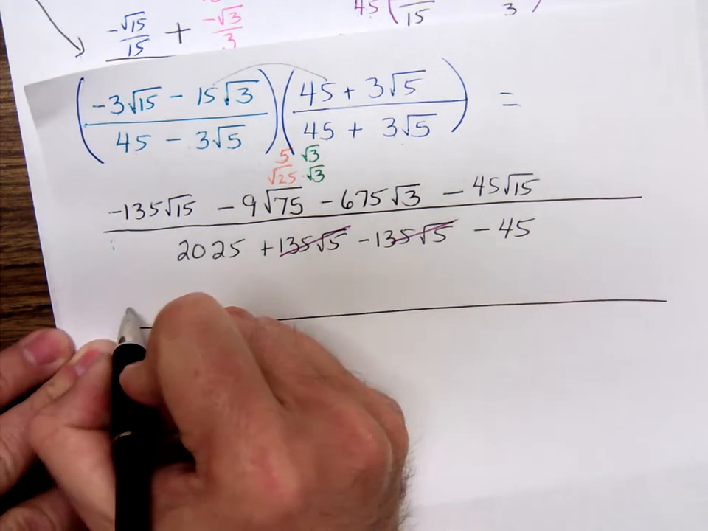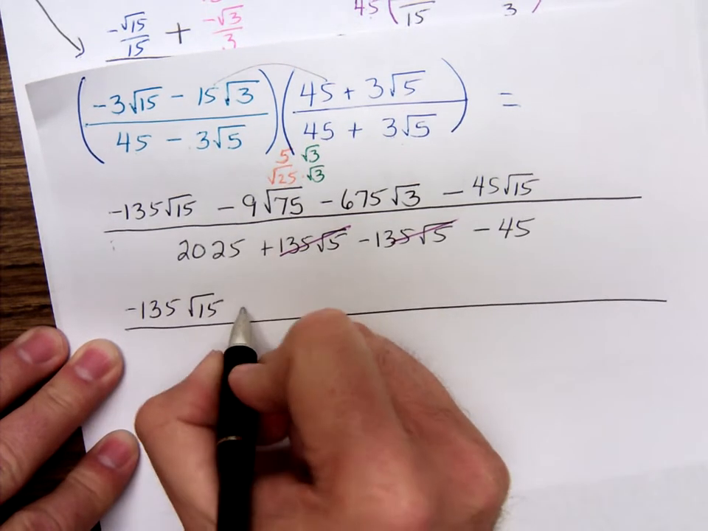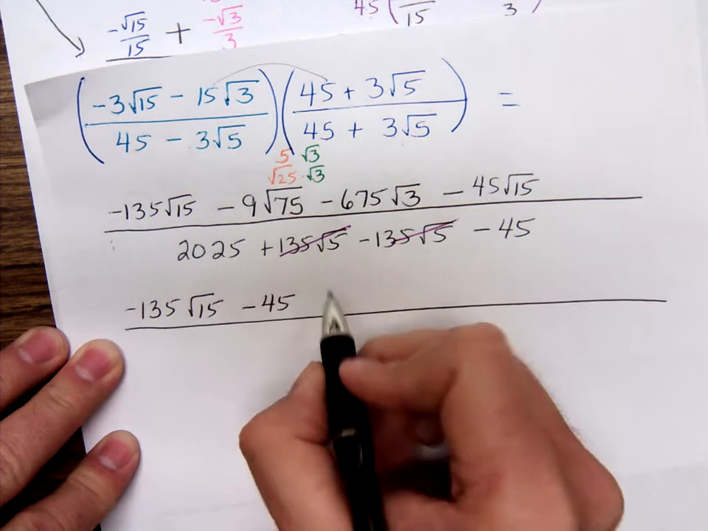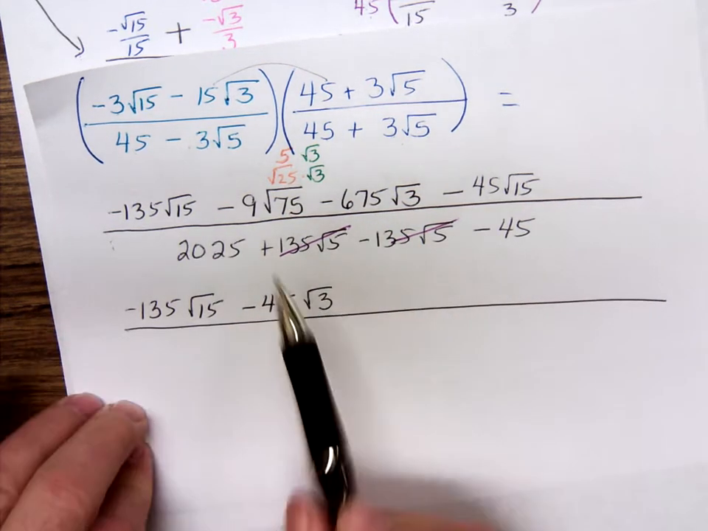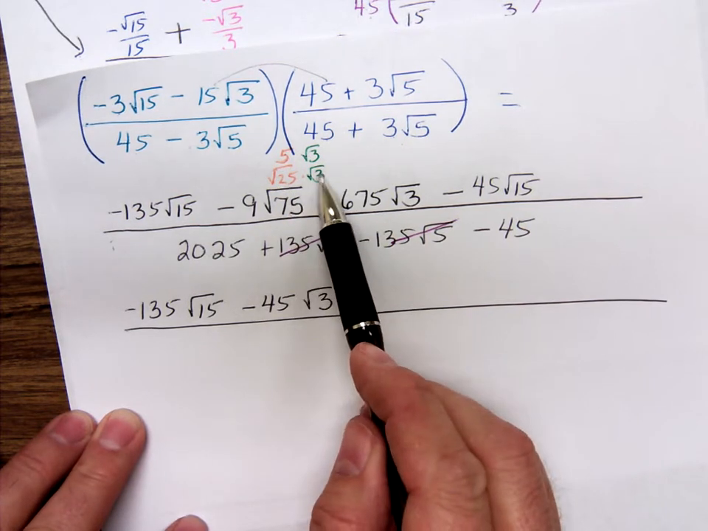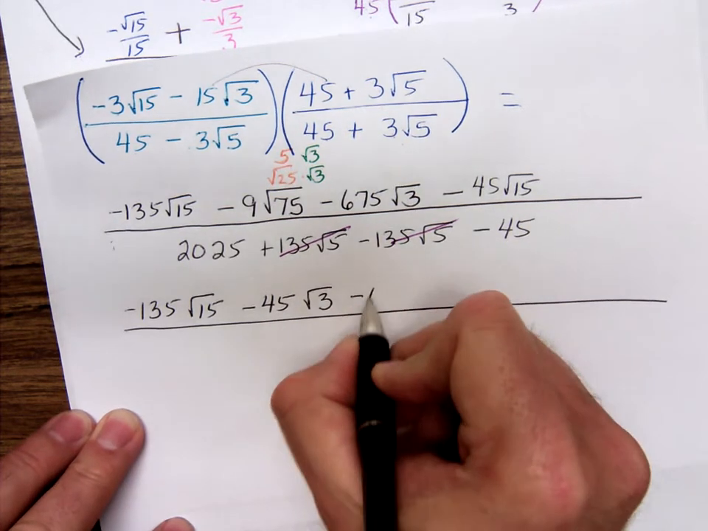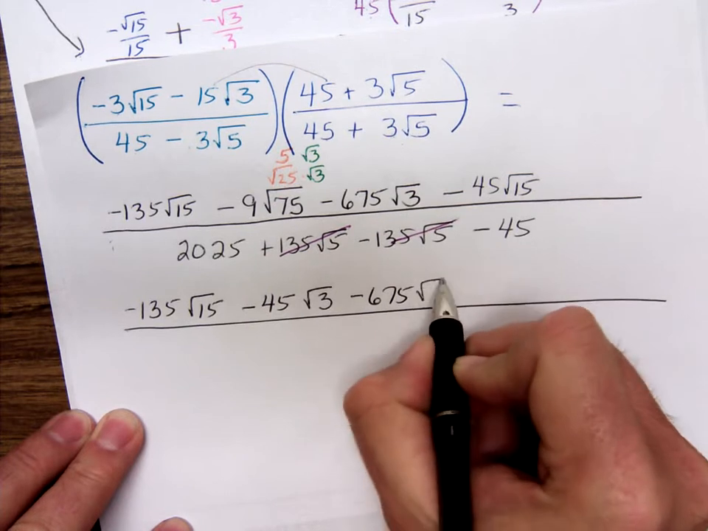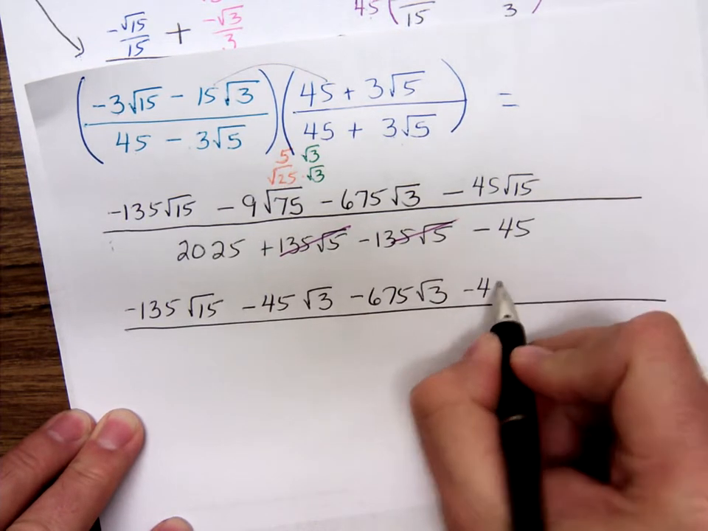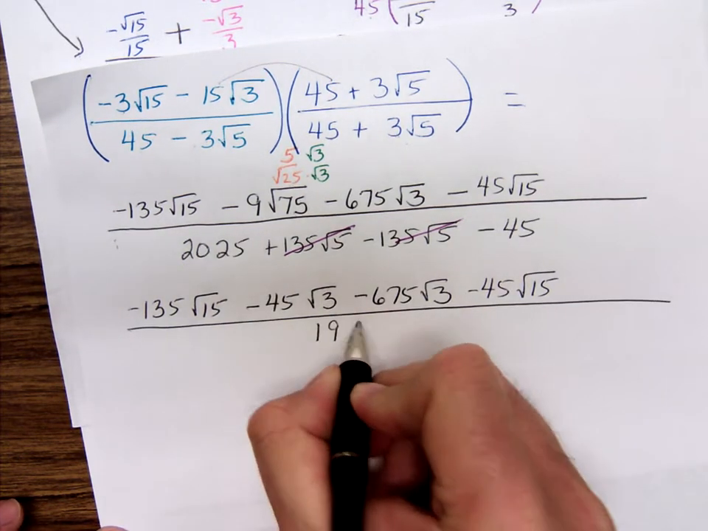Negative 135 square root of 15 minus 45 square root of 3. Do y'all see where I'm getting that 45 from? Rewriting 75 is 25 times 3. The square root of 25 is 5. 9 times 5, 45. Then we have a minus 675 square root of 3 and a minus 45 square root of 15. Now what about on the bottom? 2025 minus 45 is 1980. Oh wow, I remember that year.